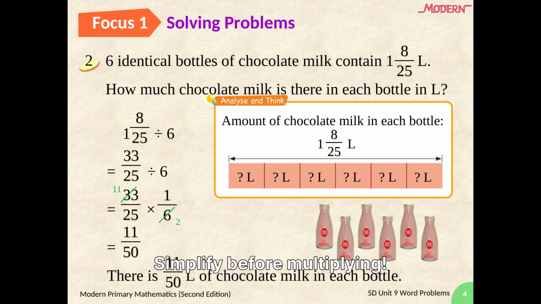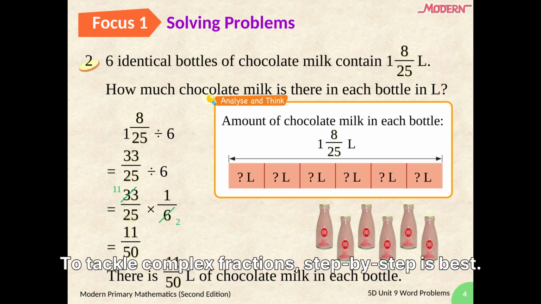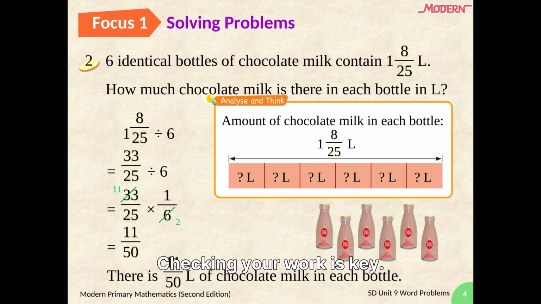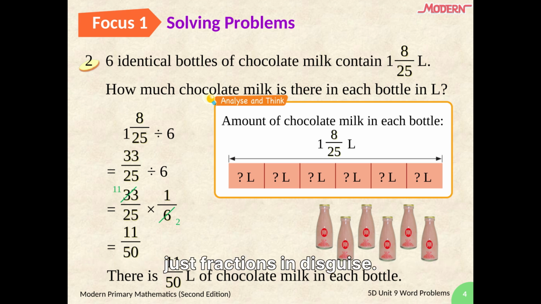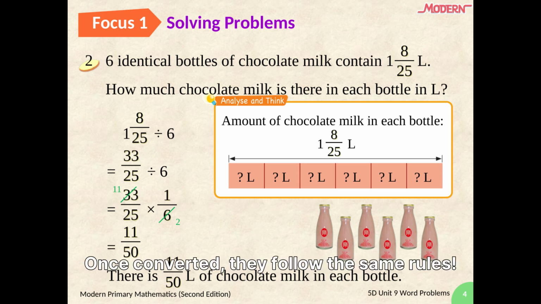Simplify before multiplying. 33 and 6 can both be divided by 3. That leaves us with 11 and 2. Much easier. 11 over 25 times 1 over 2 equals 11 over 50 liters. Each bottle holds 11/50ths of a liter of milk. Success! To tackle complex fractions, step by step is best. Don't rush the simplification. Checking your work is key. This problem proves that mixed numbers are just fractions in disguise. Once converted, they follow the same rules.